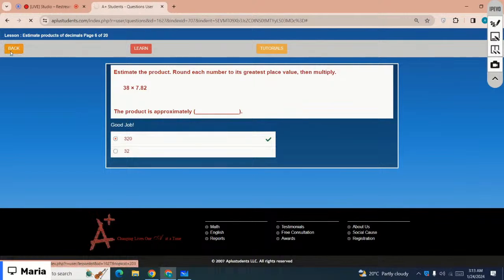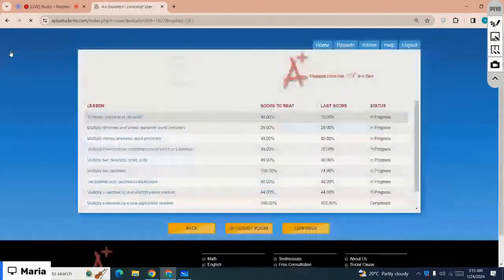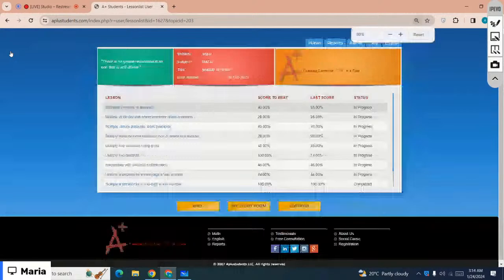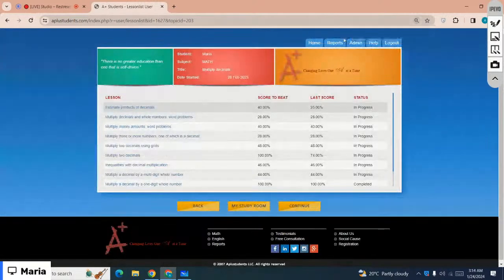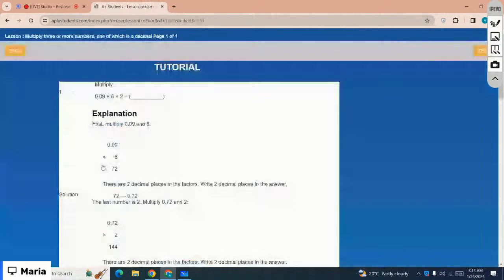And the next lesson is multiply decimals and whole number word problems. You can do the word problems on your own, right? Then multiply money amounts. You can do word problems also on your own. The next one is multiply three or more numbers, one of which is a decimal. Let's just start with the next lesson. Okay, here it is. Multiply three or more numbers, one of which is a decimal.